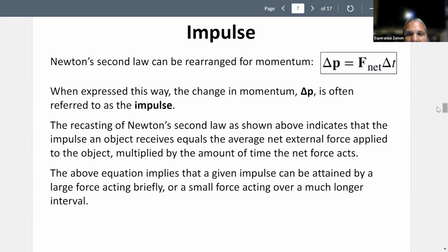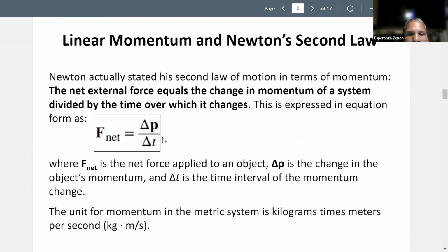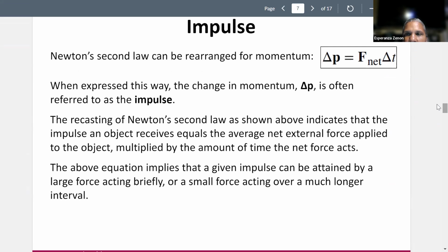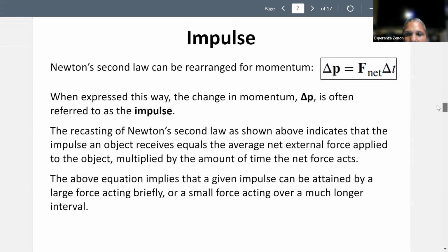A property that's very closely related to momentum is called impulse, okay? The way they got that was just multiplying both sides by delta T. So you can see the change in momentum is equal to net force times change in time. All they did was multiply the left side, F net, by delta T, and when you multiply the right side by delta T, the delta T cancels out. So you have another way of looking at the change in momentum, and we call that impulse, okay?